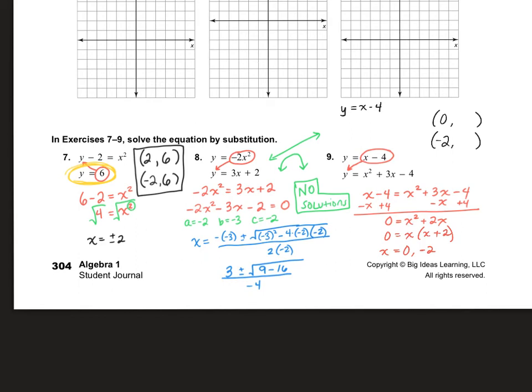So if we plug in a 0, 0 minus 4 is negative 4. So if we plug in a 0, we get negative 4 as an output. Now let's plug in negative 2. So we have negative 2 minus 4, which gives us negative 6 as an output. So if we were to graph these two equations, we would see that they would cross at 0 comma negative 4 and negative 2 comma negative 6.